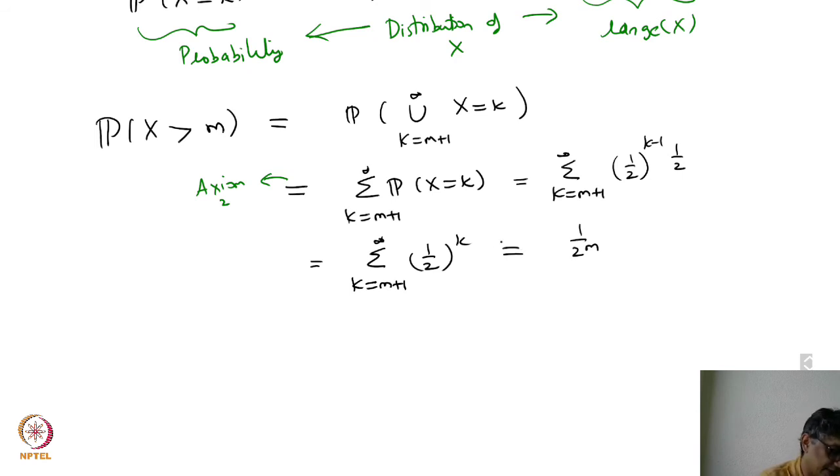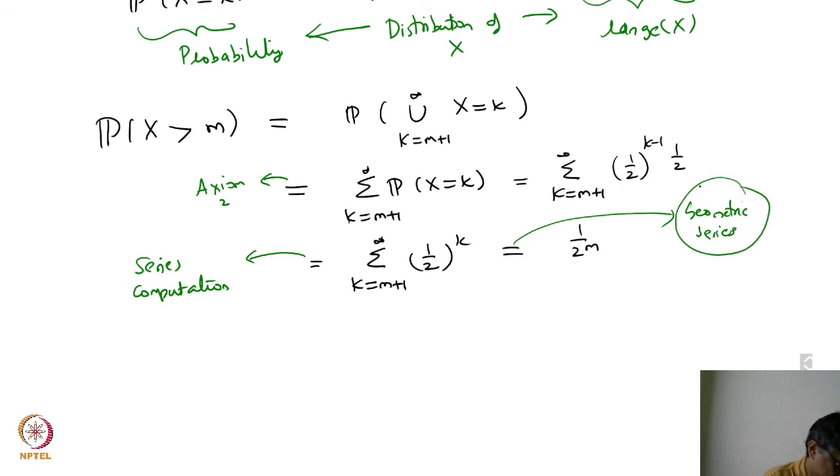So these two things I'll leave as exercises for you to try. One is that this is a series computation, and this is a fact about geometric series. So the chance of x bigger than m is equal to 1 over 2 to the m.